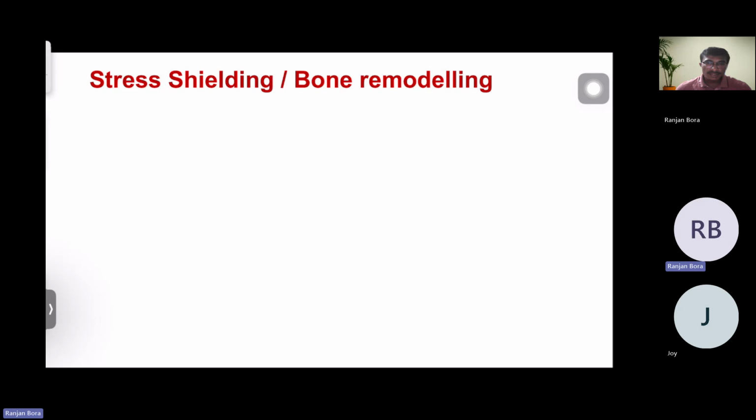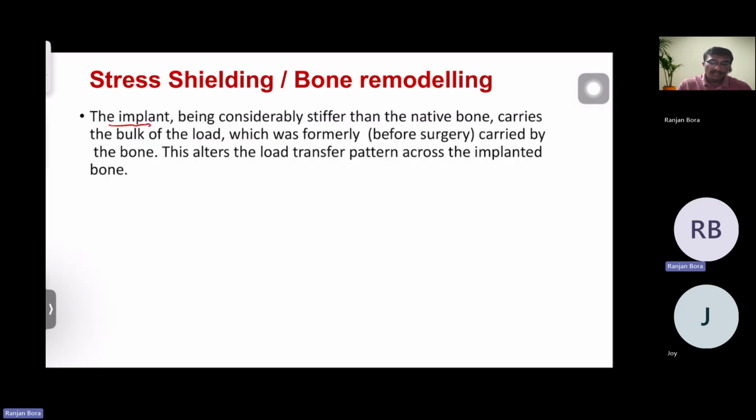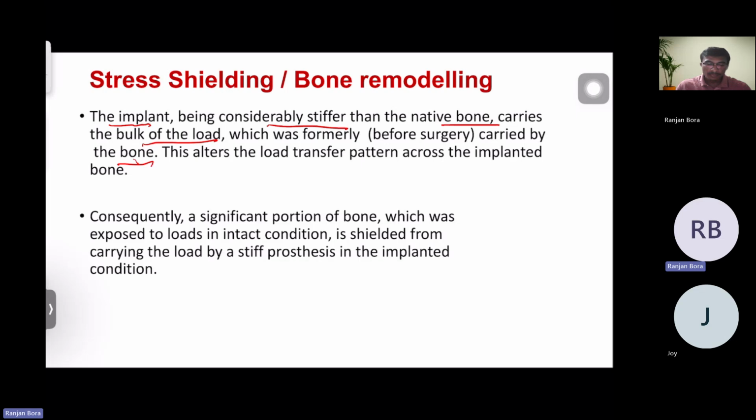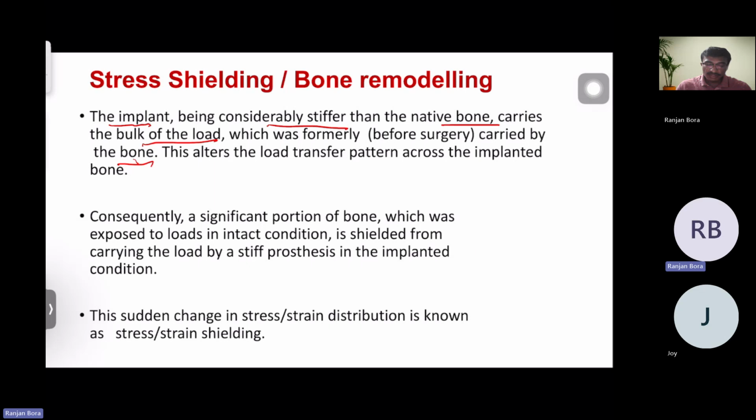So what causes this stress shielding? The main reason for stress shielding is that the implant is stiffer than the native bone, and it carries the bulk of the load, which was formerly carried by the bone. This alters the load transfer pattern across the implanted bone. Consequently, a significant portion of bone which was exposed to loads in the intact condition is shielded from carrying the load by a stiff prosthesis in the implanted condition. And this sudden change in stress strain distribution is known as stress shielding.